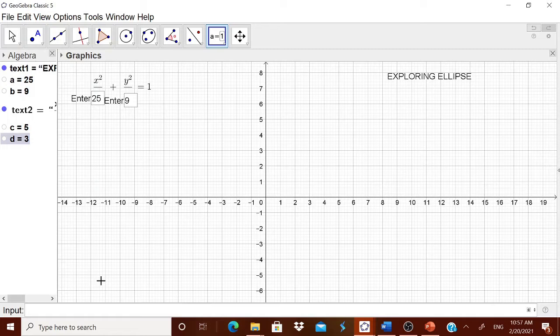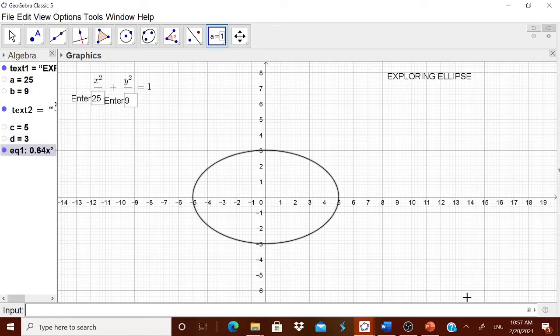Okay, now let us try to explore the ellipse. Therefore, x square by a square, remember it is a, but it is a square, plus y square by b square is equal to 1. Oh, fantastic. You got that ellipse now. You know what will be its vertices. The vertices are a comma 0.